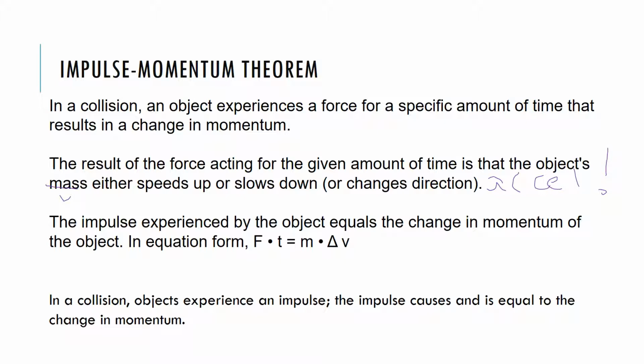The impulse experienced by the object equals the change in momentum of the object. So in equation form, force times time equals change in mass times velocity. That's just saying that our change in momentum, where the triangle means change, is going to be equal to our impulse. They are equal to each other. Sometimes you'll have a problem that might ask for the time or something else, and you will have to set these two equations equal to each other to calculate that answer. So in a collision, objects experience an impulse. The impulse causes and is equal to the change in momentum.